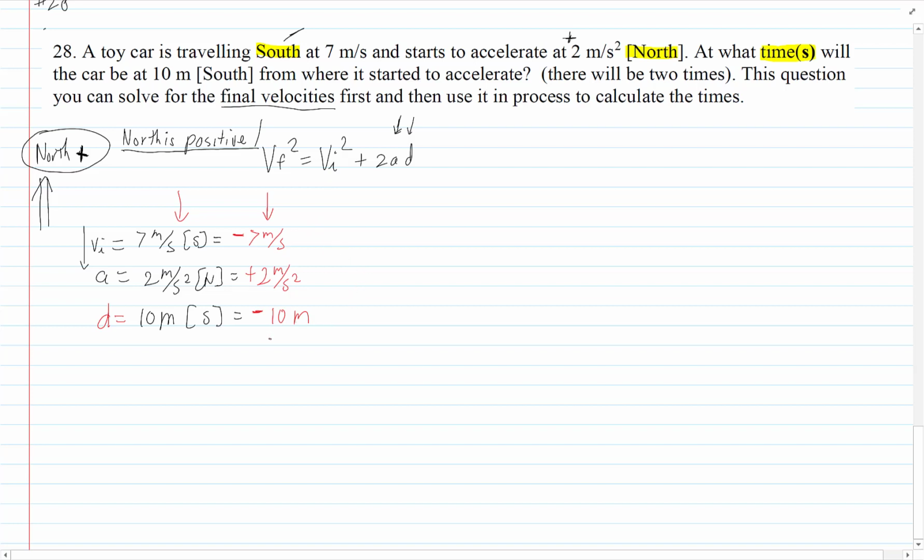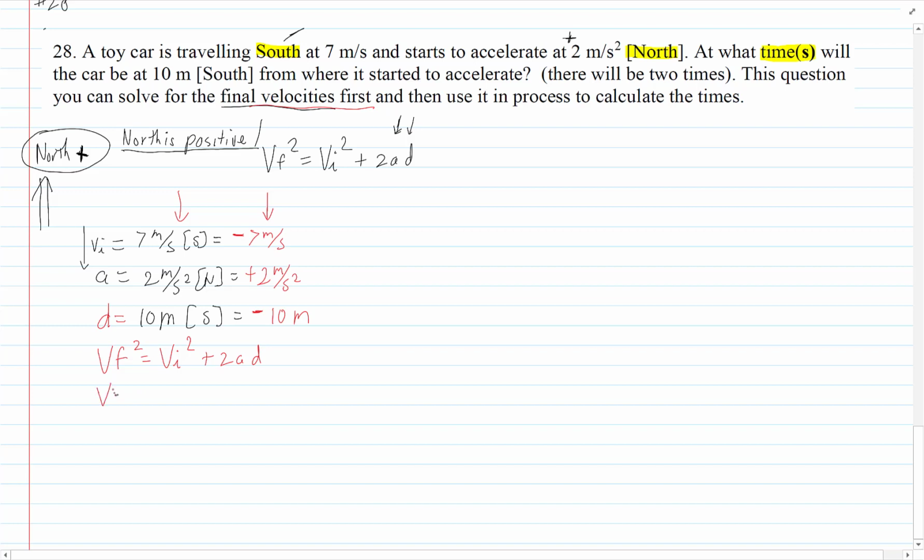What are we trying to solve for? We're trying to find velocities. Why are we trying to find velocity? Even though it says what times, it says, hint, find the velocities first. If you know the quadratic equation, you can throw that in there, but I'm not teaching it that way. So VF squared is equal to VI squared plus 2AD.